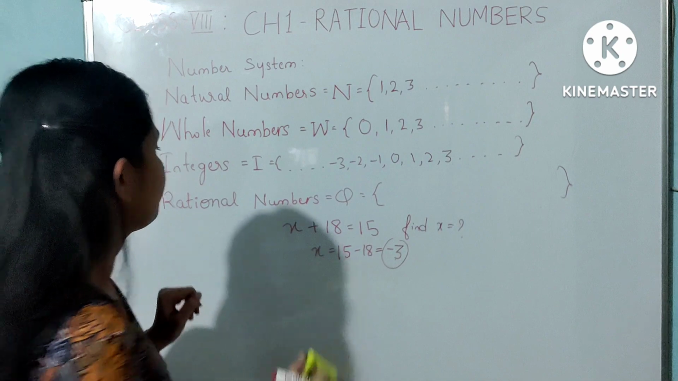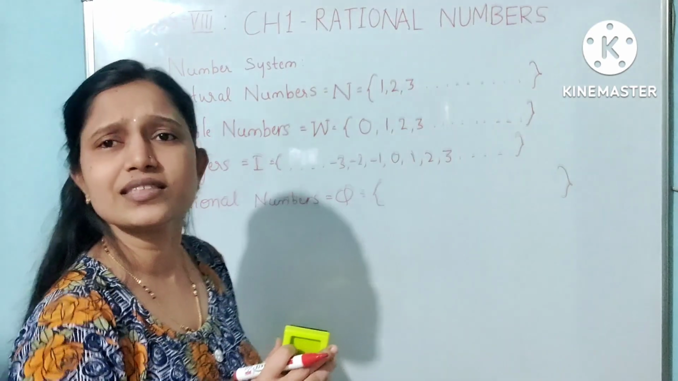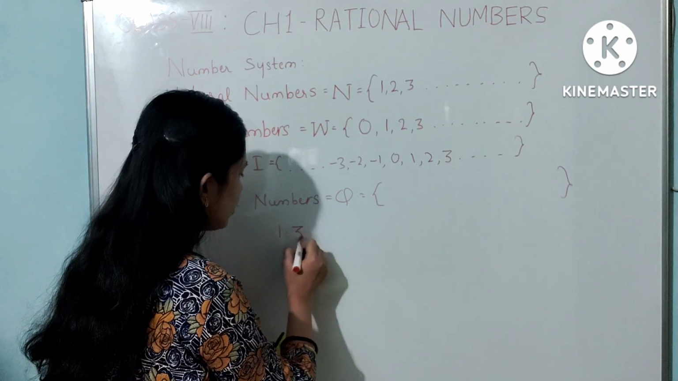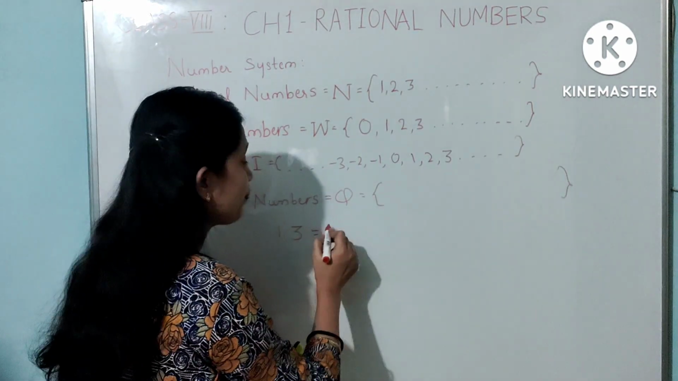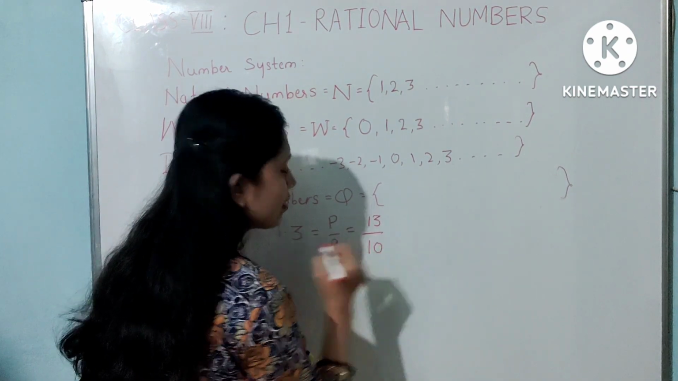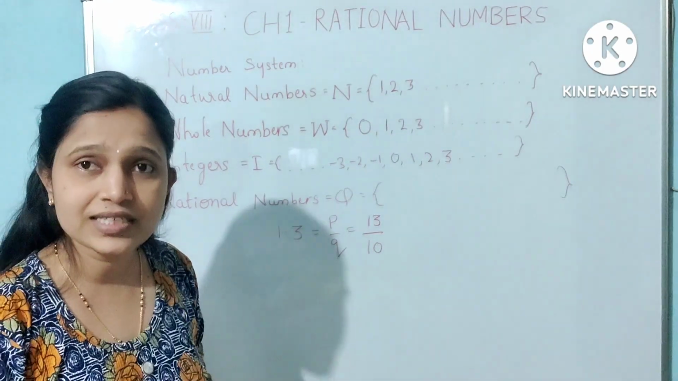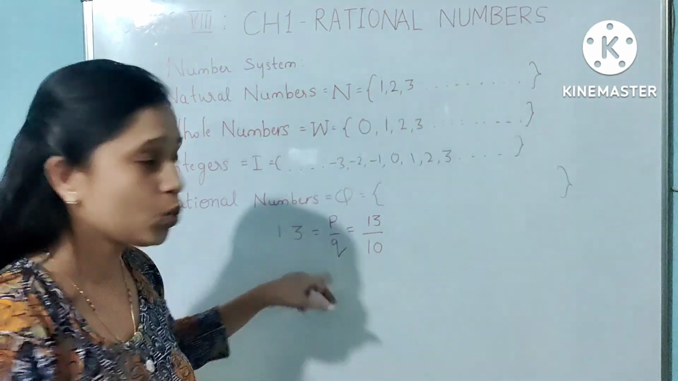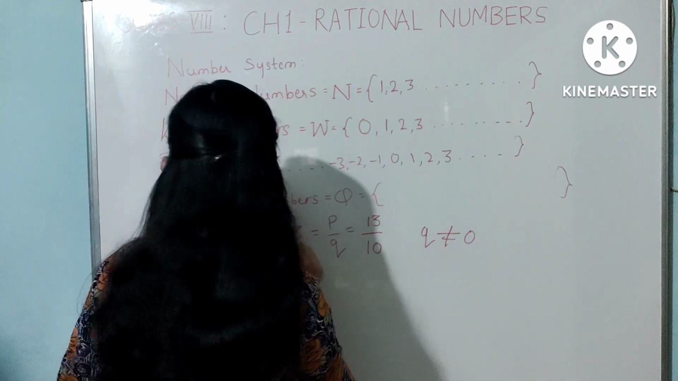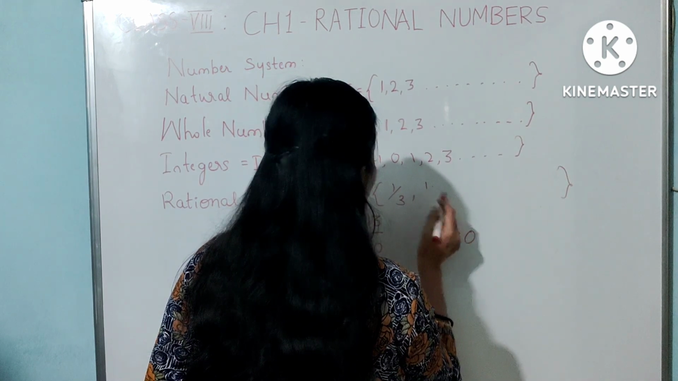So we can say integers are a collection of negative numbers as well as positive numbers. Okay. So rational numbers, our main topic. Today's main topic is rational numbers, right? So what is a rational number? Let us take the fraction number 1.3. How do we represent this in p by q format? 13 by 10, right? Correct? Yes. So the number which can be represented in the form of p by q, where q is not equal to 0, is called a rational number. So it's a collection of p by q format numbers.